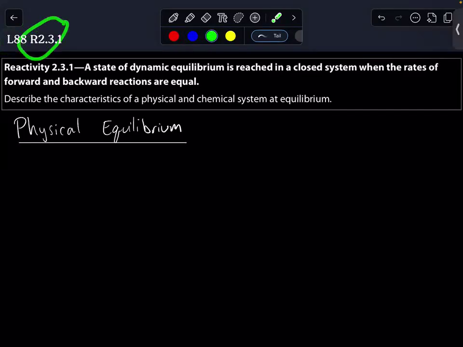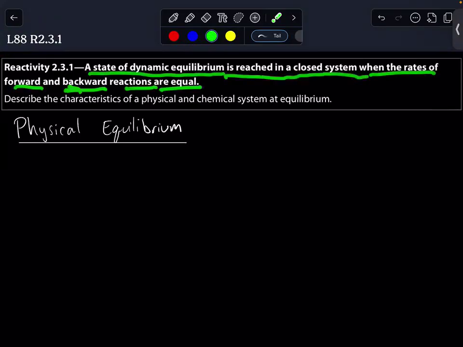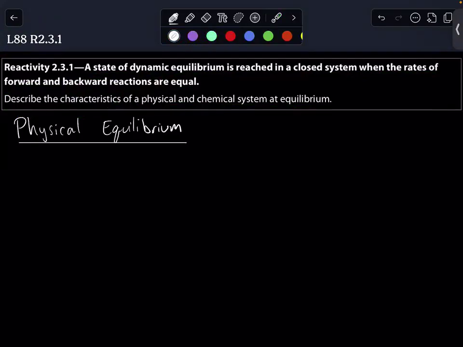Today we're going over reactivity 2.3.1. We're going to be talking about how a state of dynamic equilibrium is reached in a closed system when the rates of forward and backward reactions are equal. We'll describe the characteristics of physical and chemical systems at equilibrium. So with that said, let's just start with a physical equilibrium, the most basic and simple one.